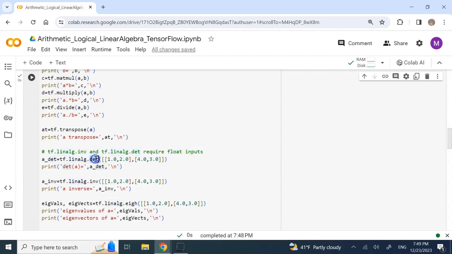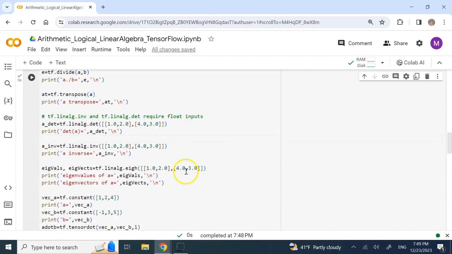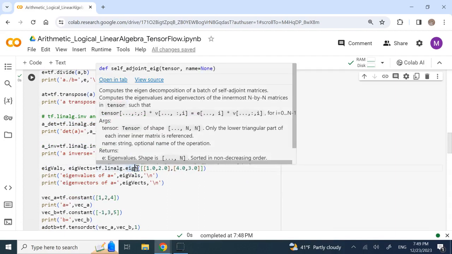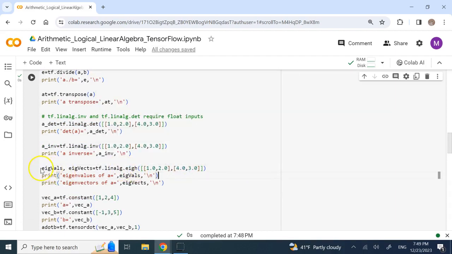So I can use that, and that will give me determinant. I can use .inv, and that will give me what? Inverse. If I want eigenvalues, I use the command eig with an extra h. There is another version that does not have this h, and it has two outputs. The first one is the eigenvalues. The second one is the eigenvectors here.